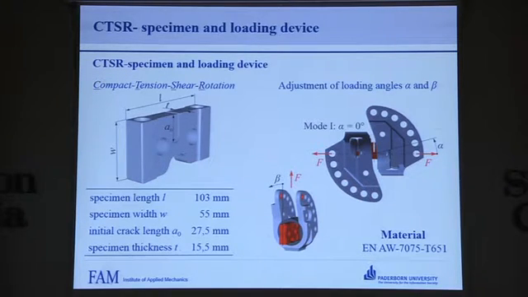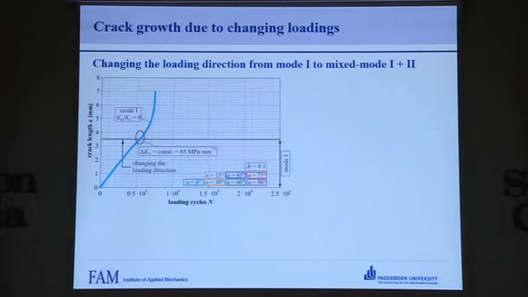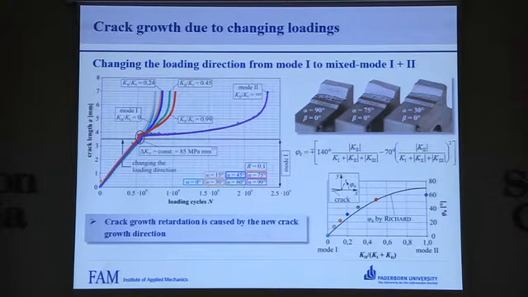So now I would like to show you the results of the first test series: changing the loading direction from a mode 1 loading into in-plane mixed mode situations. If the loading direction is not changed, then the crack grows like the blue curve here shows. By changing the loading direction from a mode 1 loading into pure mode 2 loading, the crack retards significantly, as you can see on this violet curve here. Other in-plane mixed mode situations lie in between these two curves.